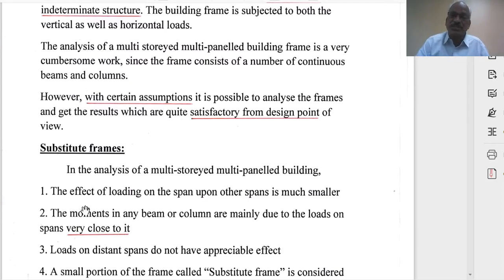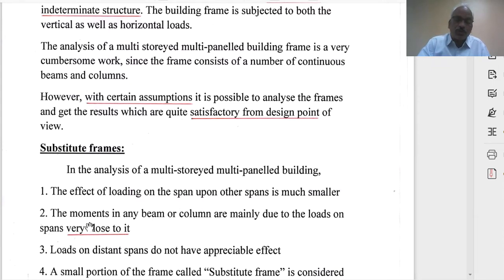there are certain assumptions. One is the effect of loading on the span upon other spans is much smaller. Suppose a building is of 10 panels, say 10 stories, whatever it may be, the loading on the second span will not be felt much in the fifth panel or sixth panel. That is the meaning of this. The effect of loading on the span upon other spans is much smaller. Right.